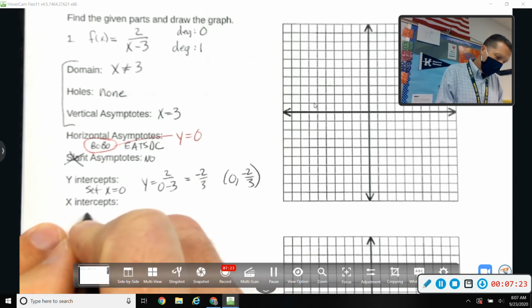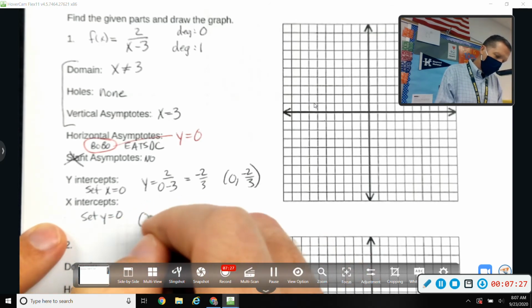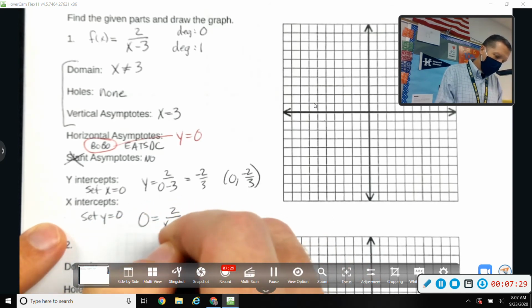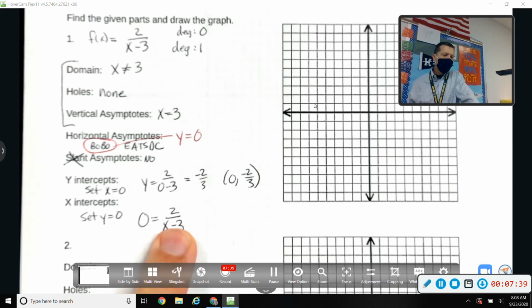For x-intercepts, we'll set y equal to 0. So 0 equals 2 over x minus 3. And we said the only thing that can make a fraction 0 is if the top is 0. Is there any value of x that will make the top 0? No, you can plug in x's all you want, but you're only affecting the bottom. There's no way to get this.